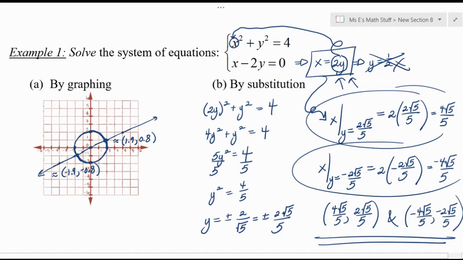If I grab my calculator and check 4 times the square root of 5 divided by 5, I get 1.789, or approximately 1.8. So I guess I was a little off there. This should have been an 8, and this one an 8. And then if I divide it by 2 for the x value, I get approximately 0.9. So my approximations were a little off, but not too horrible.